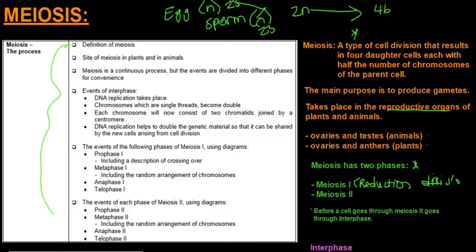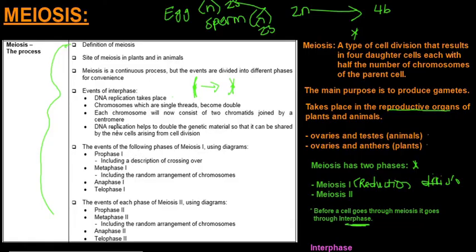Before a cell goes through the process of meiosis, it has to go through the process of DNA replication. And this happens during interphase. So in the events of interphase, DNA replication takes place. So the chromosomes, which are single threads, become double during replication, attached by a centromere. So each chromosome will now consist of two chromatids joined by a centromere.